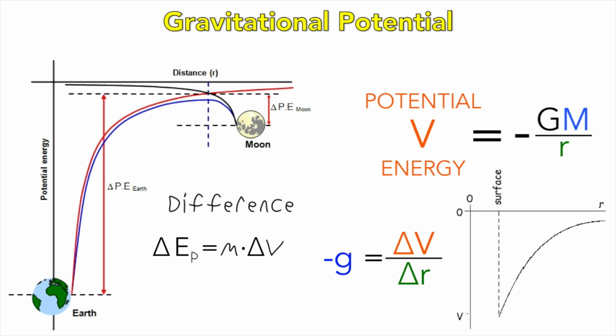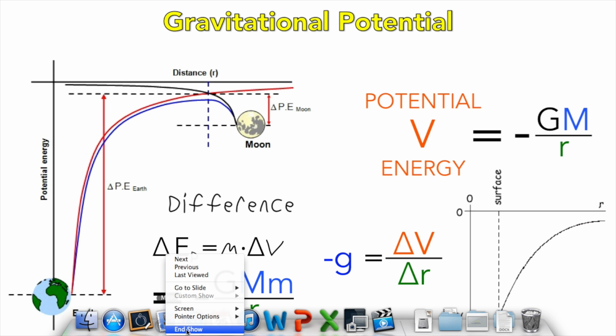Big M and little m are just the two masses. The big M is the big thing, and the little m is the little thing. The mass identifies which one is which.